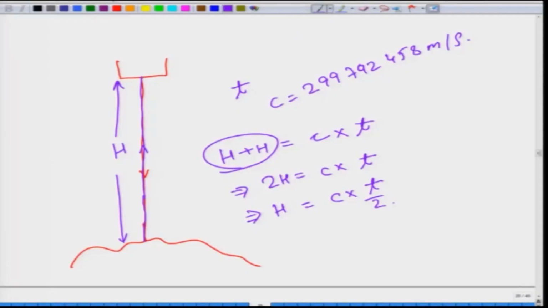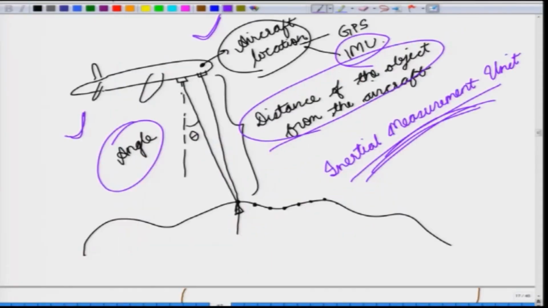Now, using this you can figure out the height of the object, or the exact height of the aircraft with respect to the object. So, now you know all these three things: you know the aircraft location, you know the angle that is being subtended, and you know the distance of the object from the aircraft. Using all three of these you can figure out the locations of each and every one of these points.